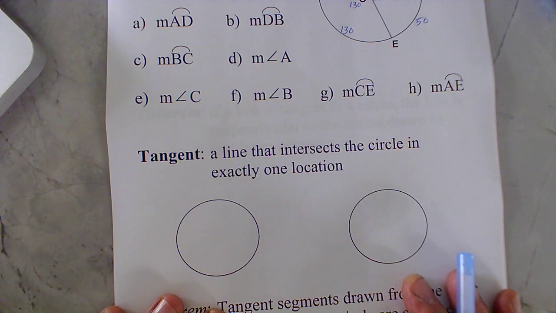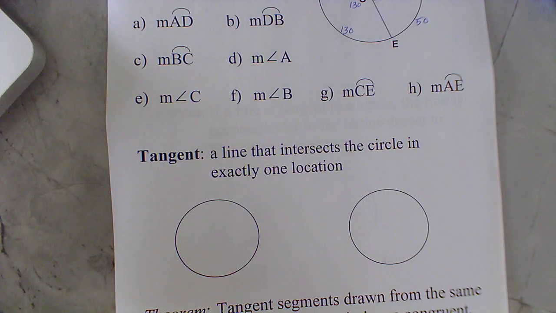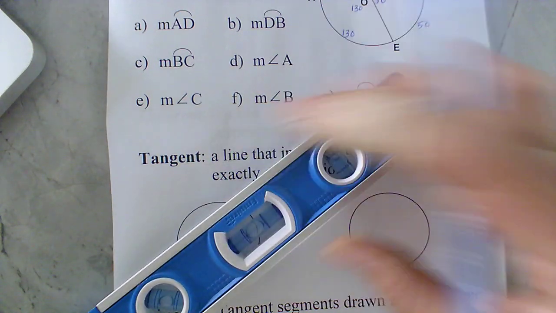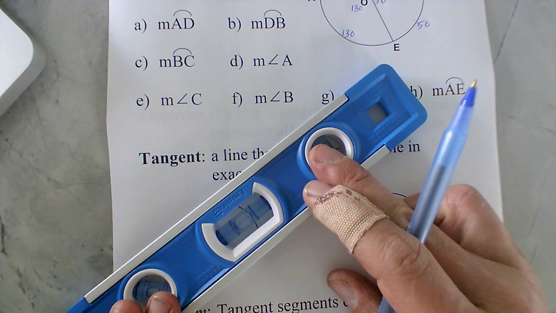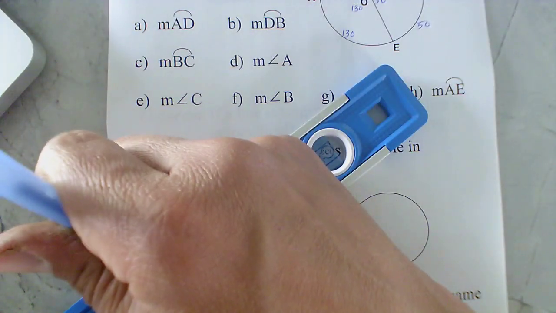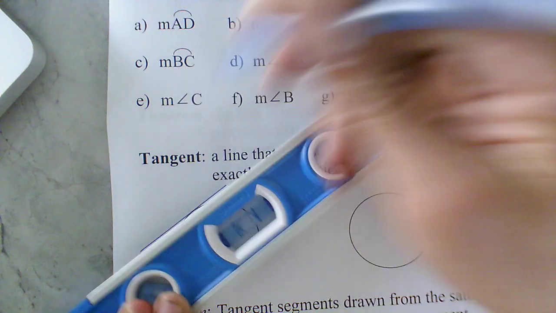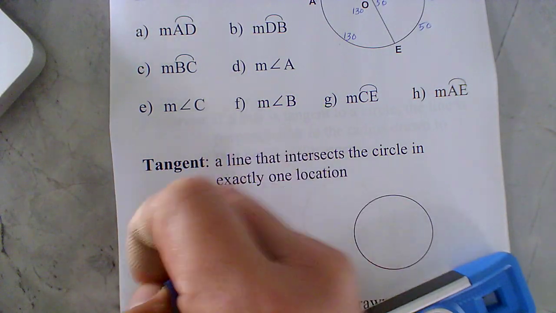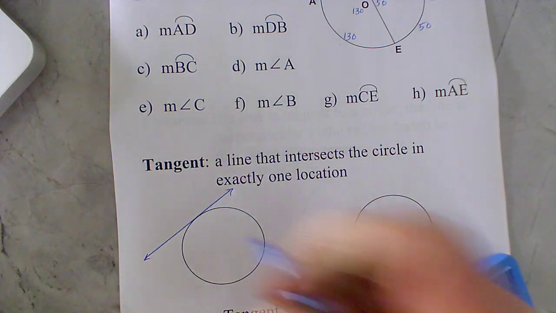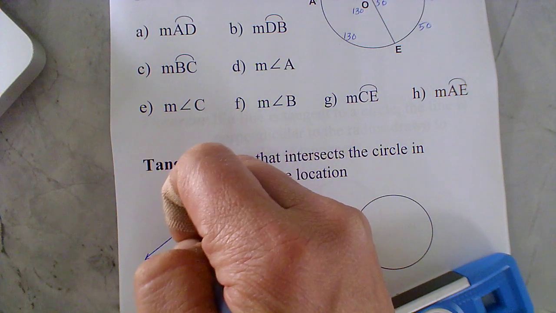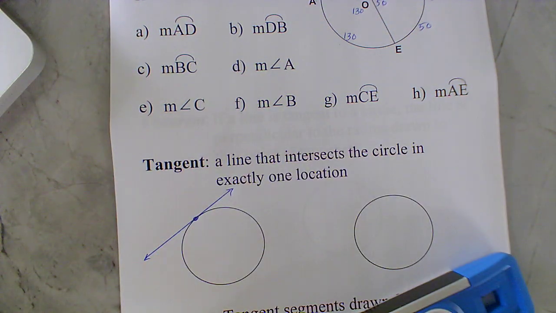So now we're going to talk about tangents. So what's a tangent? Besides something we do in class all the time of going off on a tangent, it's a line that intersects the circle in exactly one location. I couldn't find a straight edge, sorry, don't judge me. A tangent's going to look like that. That's a line, right? And it just kisses the circle in one spot.